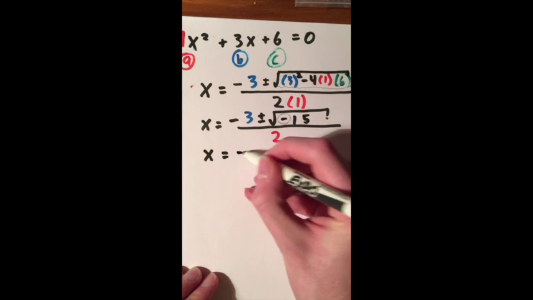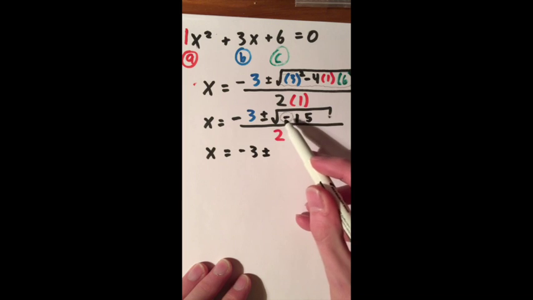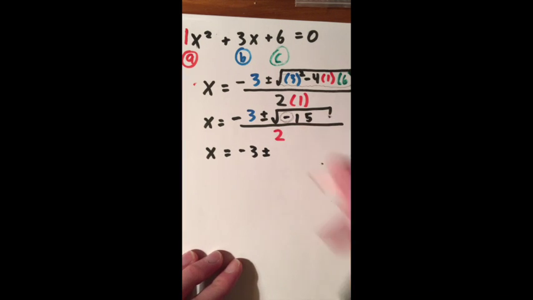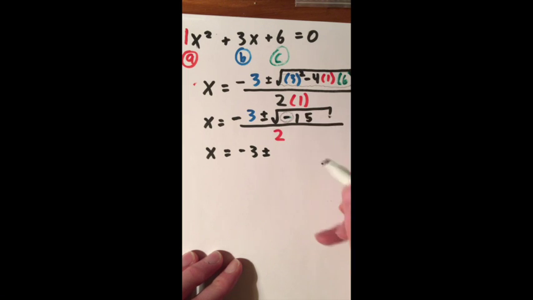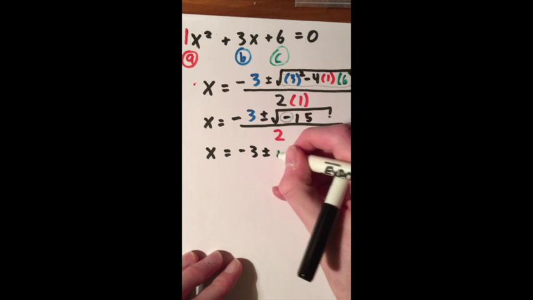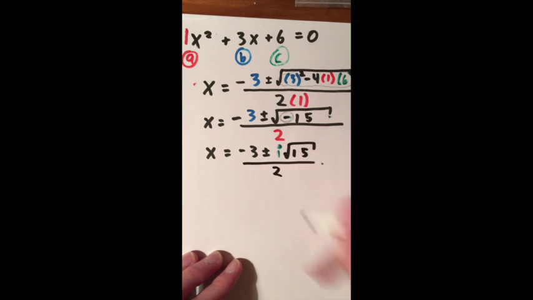So I'm going to go ahead and drop some junk down. Negative 3 plus or minus. Well, again, like I said, I got a negative out there, so I'm going to pull that negative. I'm actually going to denote that in green. Hopefully you can see that green. Plus or minus i square root of 15, all over 2.